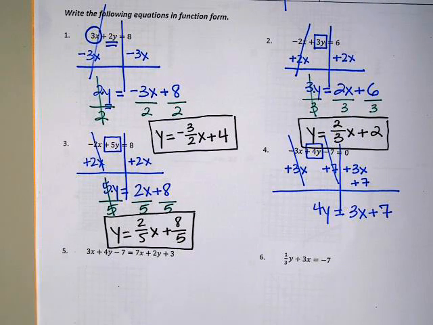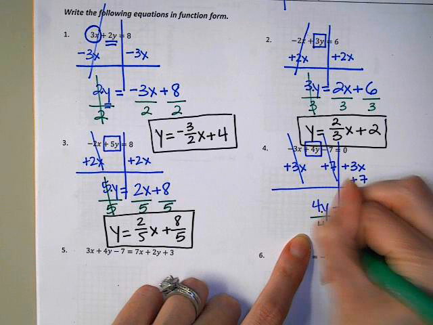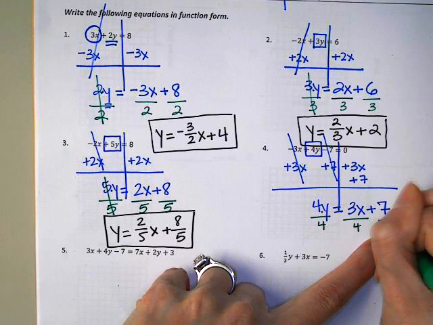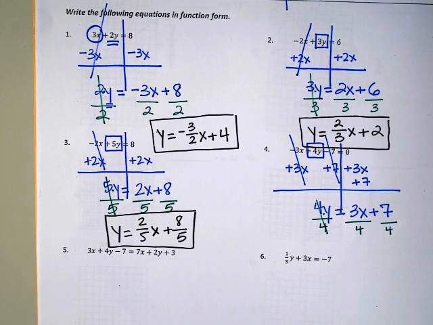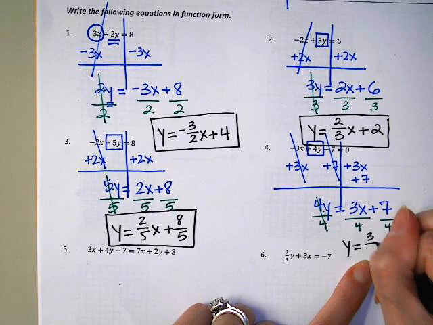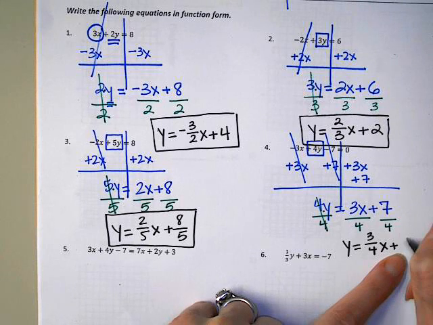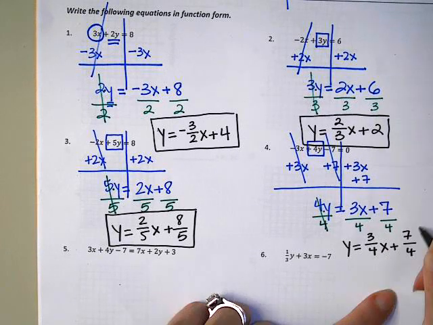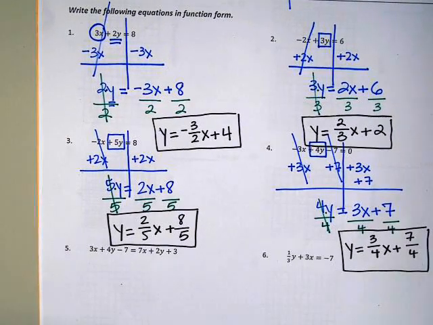And then lastly, to undo multiplying by 4, you guys know the drill. We divide everything by 4 and reduce if we can. So y equals 3/4, we're going to leave it x, and 7/4, we're going to leave it also because they don't divide nice. That's it.